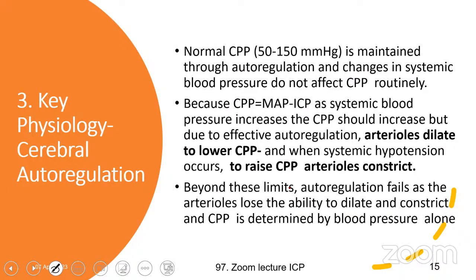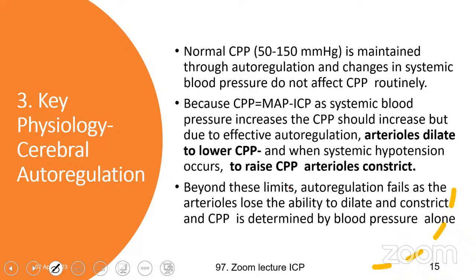Normal cerebral perfusion pressure, which is about 50 to 150 millimeters of mercury, is maintained through autoregulation, and changes in systemic blood pressure do not affect the cerebral perfusion pressure routinely. So whatever happens in the peripheral blood pressure usually does not affect the cerebral perfusion pressure.